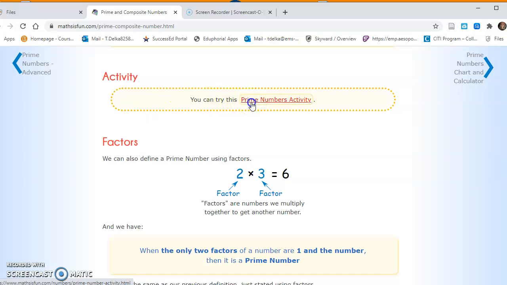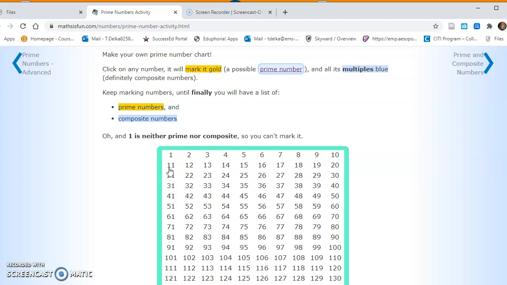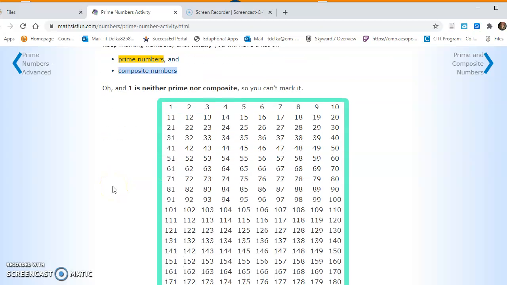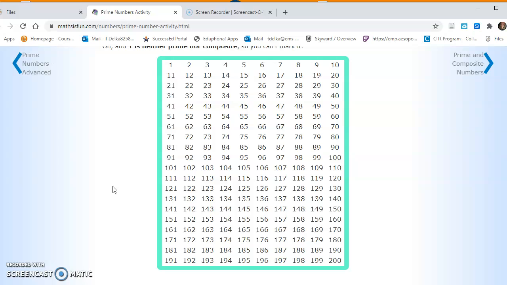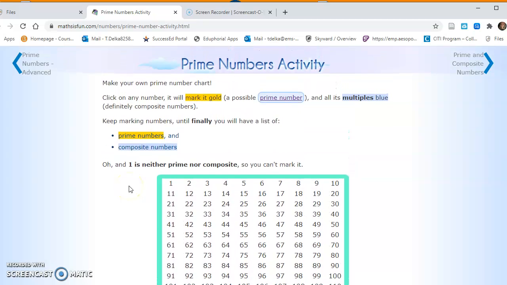So there is a prime numbers activity. We're going to take a look at it. We're going to make our own prime number chart. Now, this one's something you're going to do at home, and it's going to take you a good solid day to do. Instead of doing 1 to 200 though, I just want you to do the chart from 1 to 100, as you can see here.